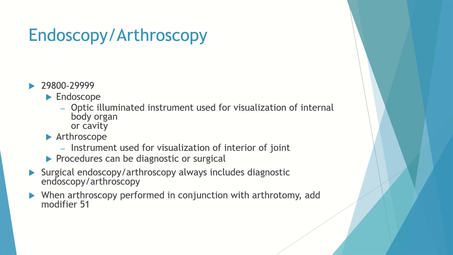Endoscopy or arthroscopy, 29800 to 29999. Endoscope, optic illuminated instrument used for visualization of internal body organ or cavity. Arthroscope, instrument used for visualization of interior of joint. Procedures can be diagnostic or surgical. Surgical endoscopy, arthroscopy always includes diagnostic endoscopy, arthroscopy. When arthroscopy is performed in conjunction with arthrotomy, add modifier 51.